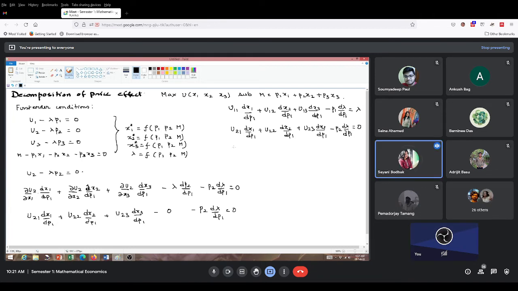Sir, can you repeat why that lambda into dp2 by dp1 turns to zero? Okay. See, what are the parameters in the system? What are the constants? M, P1, P2, P3. Now, we are assuming that P1 changes, but income is same. P2 is same, P3 is same. So what will be dp2 by dp1? Yes, P2 is constant.